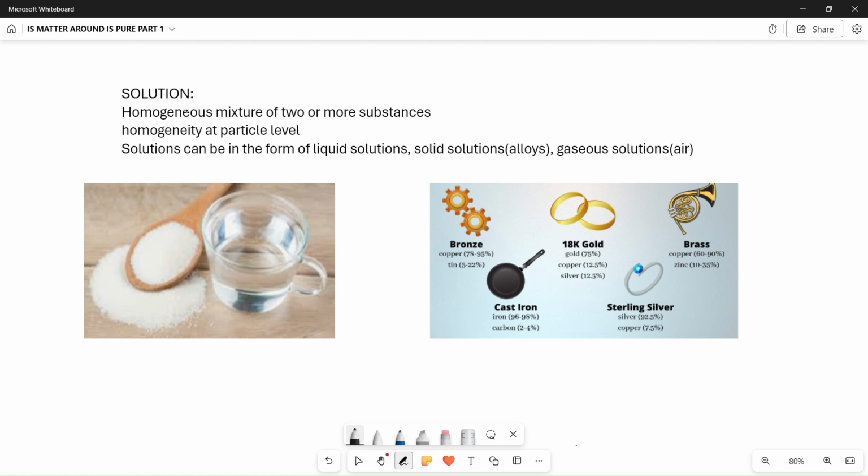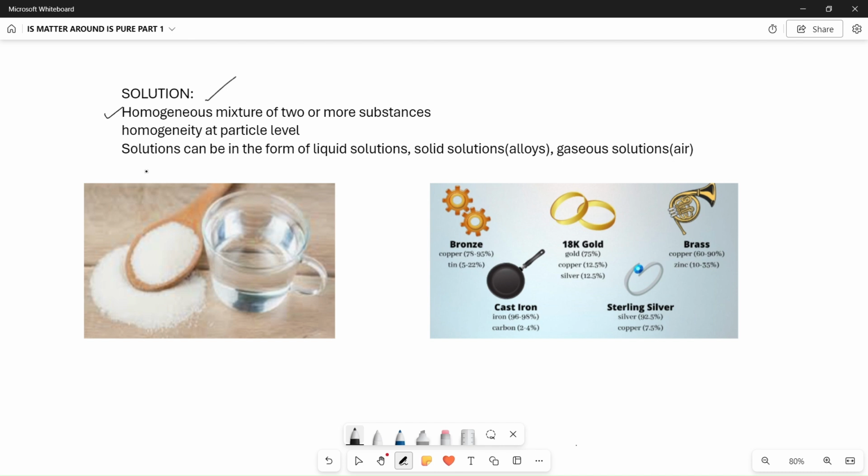The next concept is solution. A solution is nothing but a homogeneous mixture of two or more substances. These substances can be solids, liquids and gases as well. Usually we think that a solution should be in liquid form. No, in daily life we see many examples of solid solutions and gaseous solutions as well. The main property of a solution is homogeneity at the particle level, that means any particle you take shows the same nature as the whole.